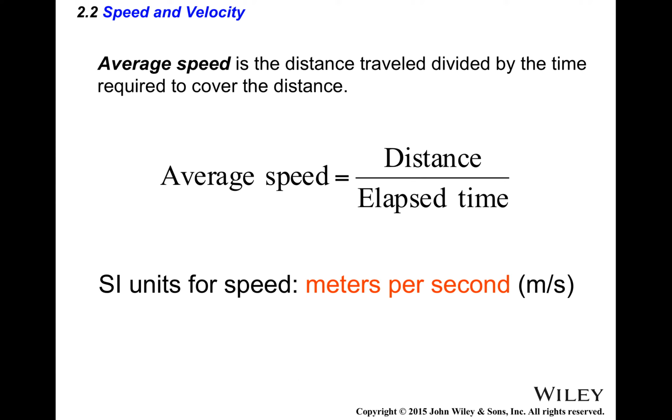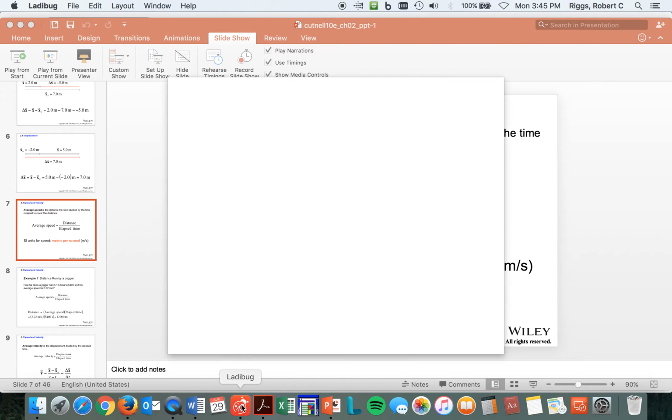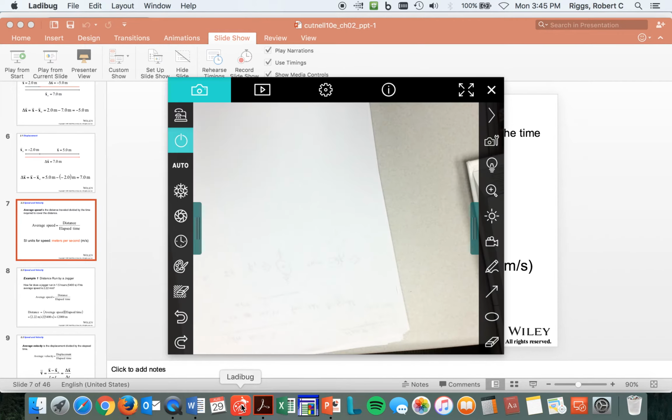Here's a big deal: the difference between average speed and velocity. Average speed is the total distance that you travel. That's a big point I'm going to make right here: total distance traveled. I'm going to show you a couple of examples of total distance versus displacement. Let's start here with our ladybug. Total distance versus displacement, this is big stuff. We're talking about speed, and then we'll talk about speed and velocity.